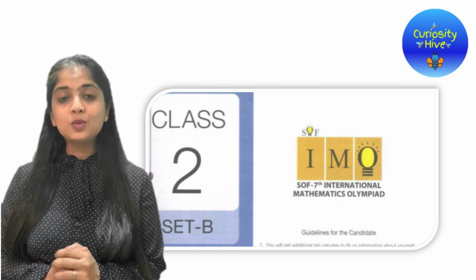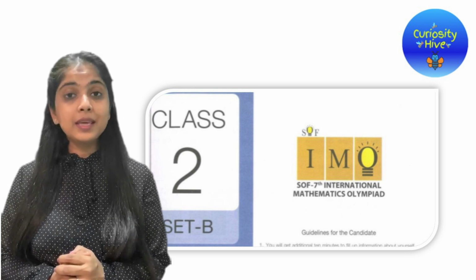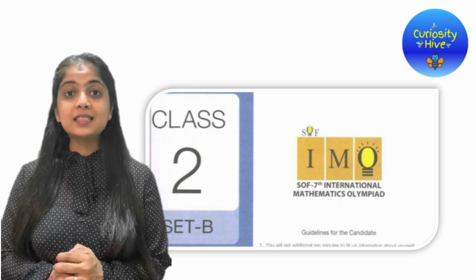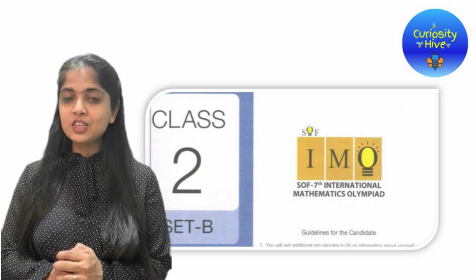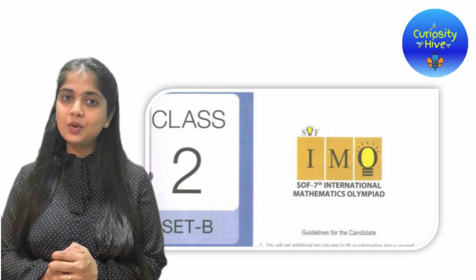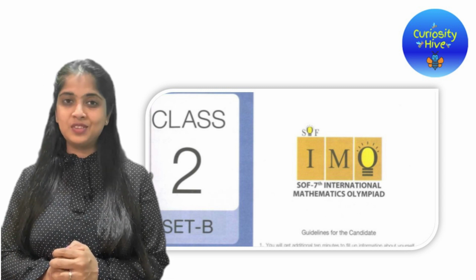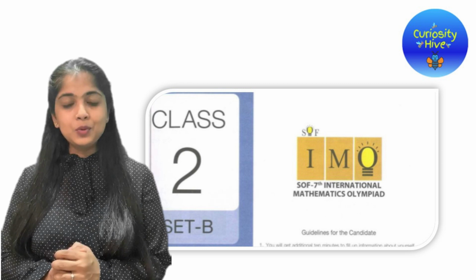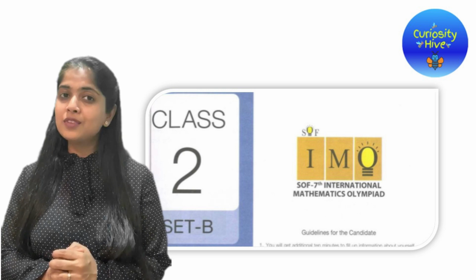Well, here we are to solve the Grade 2 IMO paper. This is the 7th SOF International Maths Olympiad paper, and this is one of the trickiest papers in the Grade 2 Maths Olympiad history. So I recommend you to be with me till the very end of this video and solve each and every question of this paper.